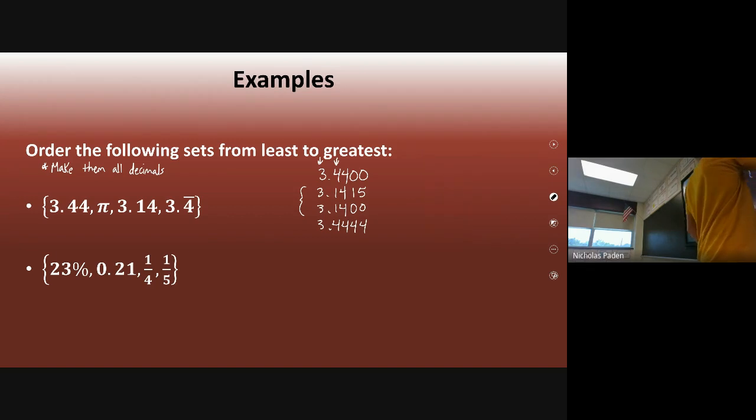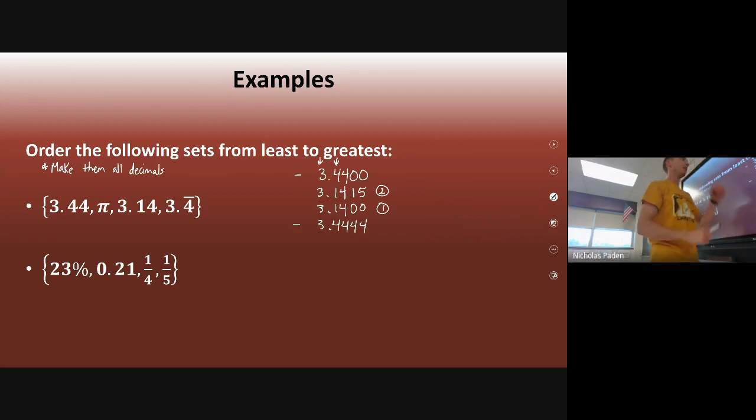So continue to look. 3.141, 3.140. Well, 3.140 is smaller, so that one is the first choice. 3.141 would be second. So then I'm going to turn my attention to the 3.4 and the 3.4 repeating.